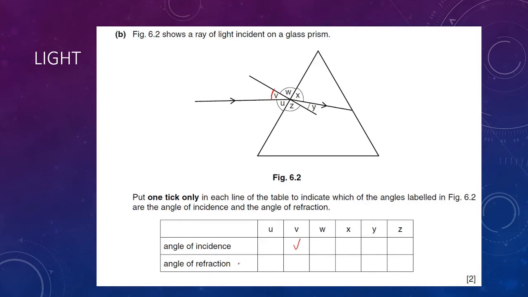Angle of refraction is the angle between the normal line and the refracted ray. So in this drawing, the angle is represented by this, which is y. So let's put one tick on angle of refraction at y. This is the answer. Angle of incidence phi, angle of refraction y.